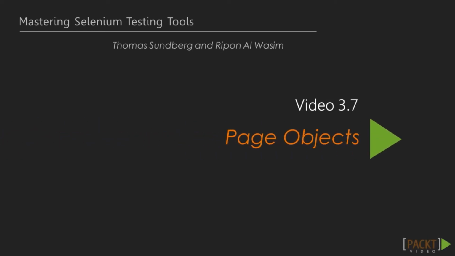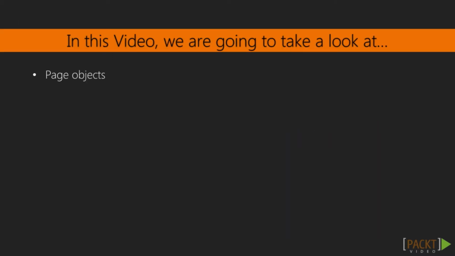Welcome to the 7th video of Section 3. We have examined some of the low-level building blocks in the previous videos. Now, it is time to examine a larger type of building block, page objects. What kind of creatures are these page objects, and why should we care?